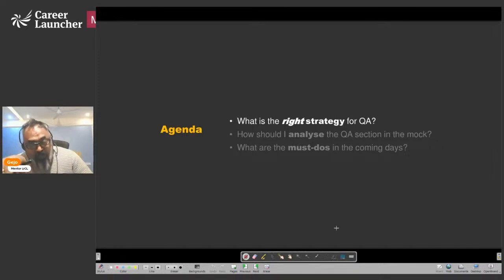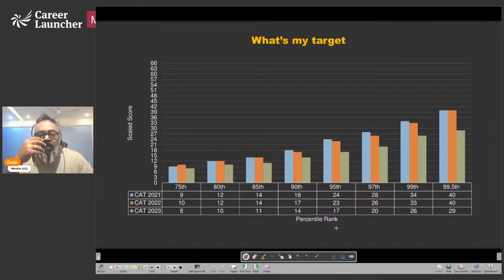Okay, so let me give you the first part of the story. This is basically the distribution of the scores over the last 3 years. Obviously, last year the paper was slightly tougher than usual. Otherwise, we typically see that the 90th percentile is roughly 11 to 12 questions.